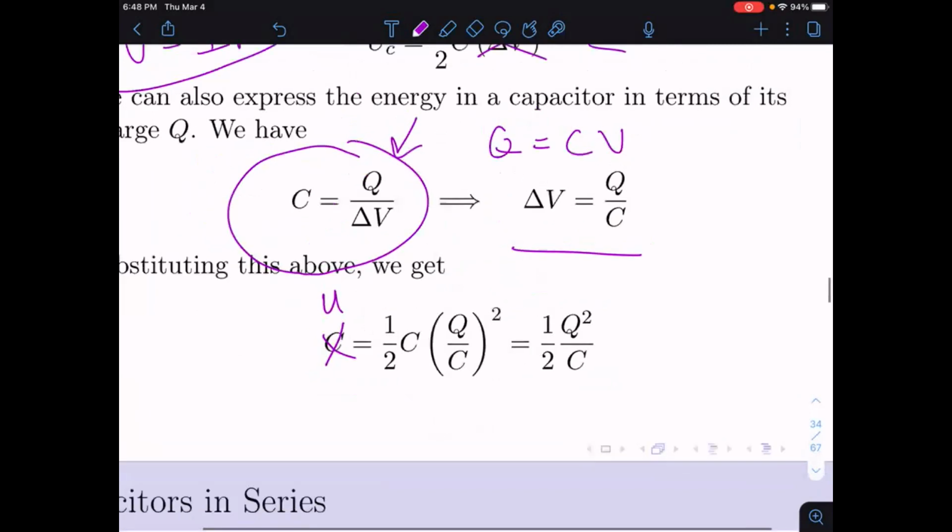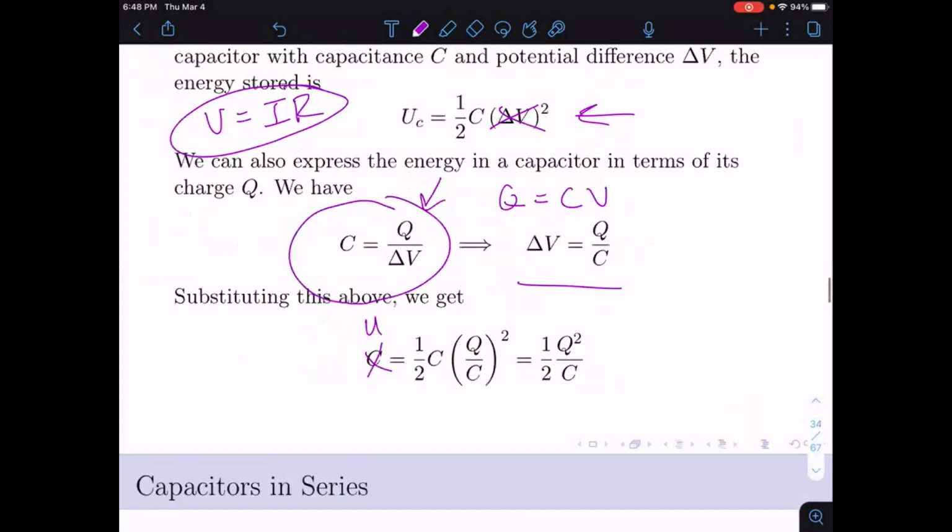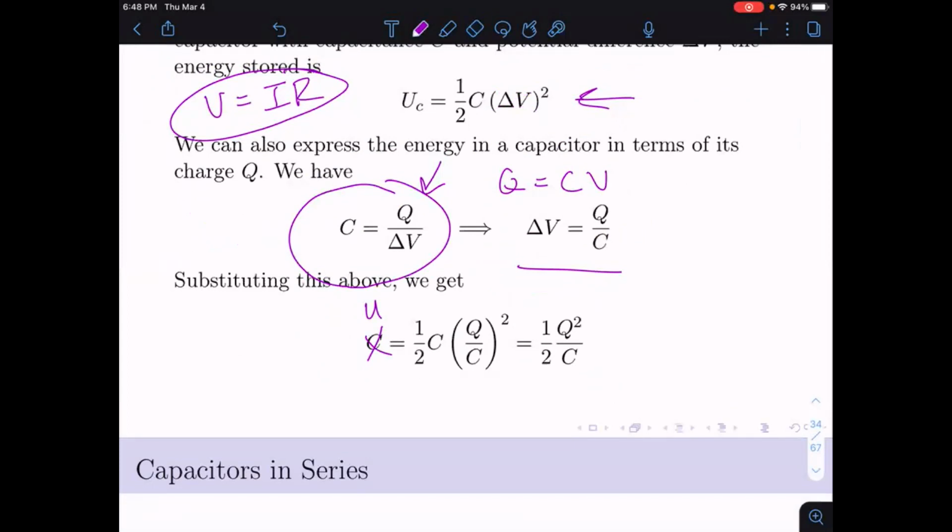So just to add on to the last one, we could have U equals 1/2 CV squared, equals 1/2 Q squared over C, or U equals 1/2 QV, right? Any one of those expressions will work out just fine. Or sorry, if I plug in C there, that should be 1/2. Yeah, I had it, cool.